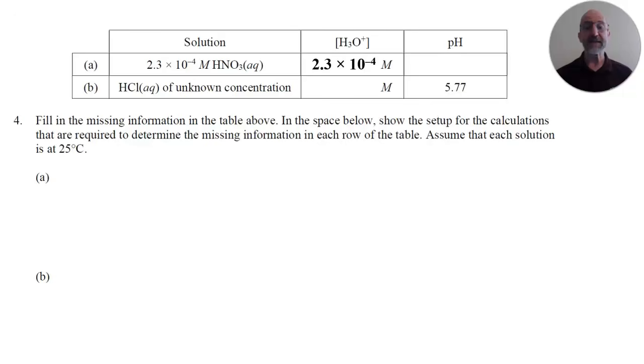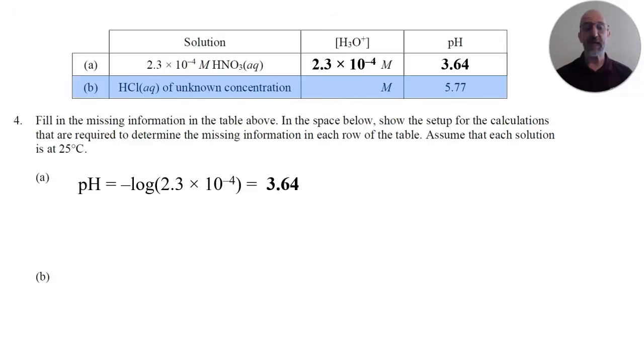Now, I will need to set up a calculation to determine the pH, and that would be the negative log of the concentration of the hydronium ion. So when I pick up my calculator and I do the negative log of 2.3 times 10 to the negative 4, I get a pH of 3.64. So that is the missing information in row A of the table.